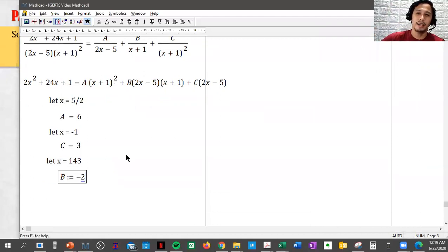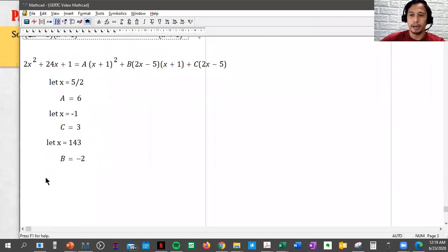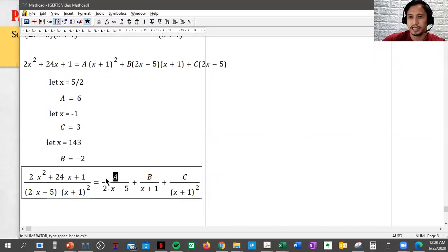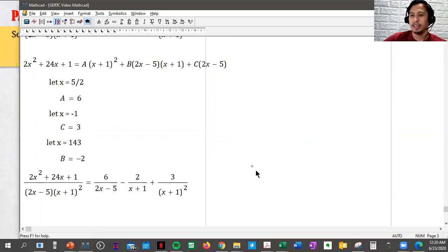Okay? That means the partial fraction decomposition of this is 6 over 2x minus 5. That's A. B is negative 2, or you may make this minus 2, which is positive if it's minus already, over x plus 1, plus 3 over x plus 1 squared.